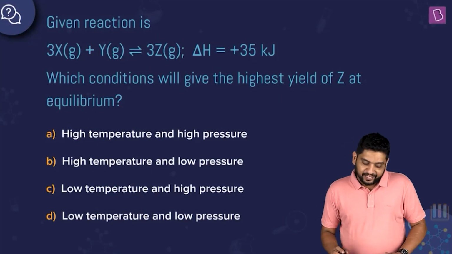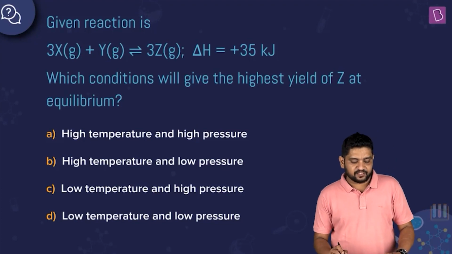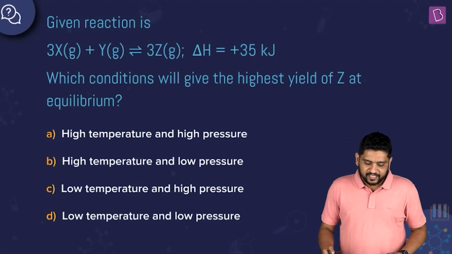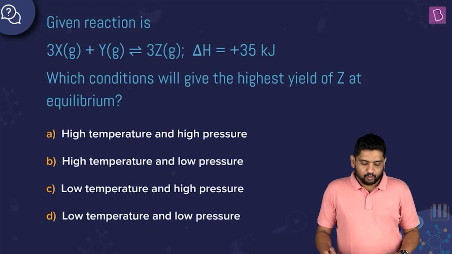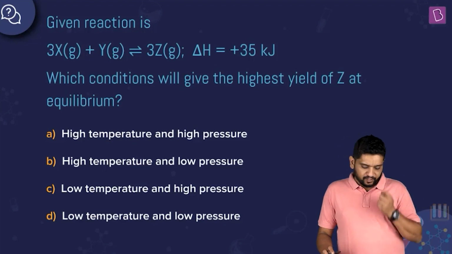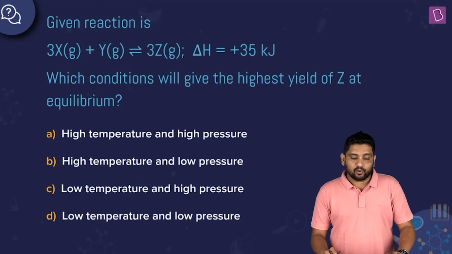Okay, the given reaction is 3X in gas phase plus Y in gas phase giving us 3Z in gas phase. Delta H is given to us as plus 35 kilojoules per mole. Which conditions will give the highest yield of Z at equilibrium, right? So this is obviously based on our Le-Chatelier principle. The idea is we need greater quantity of product. So what can push the reaction to go in the forward direction is what we have to see.